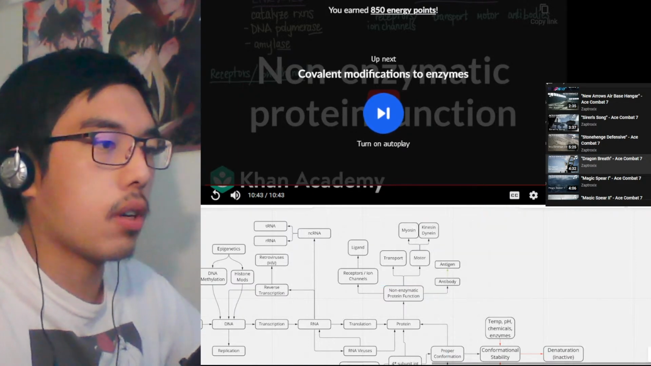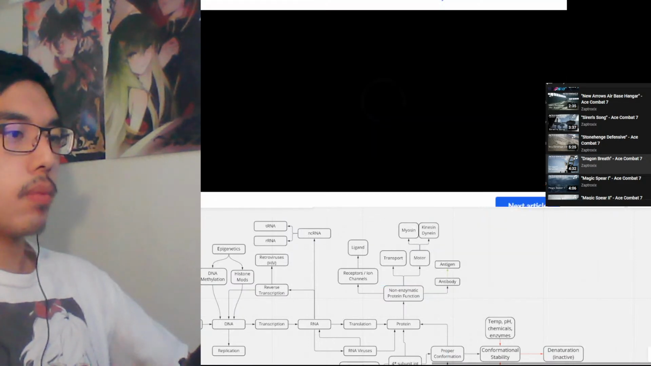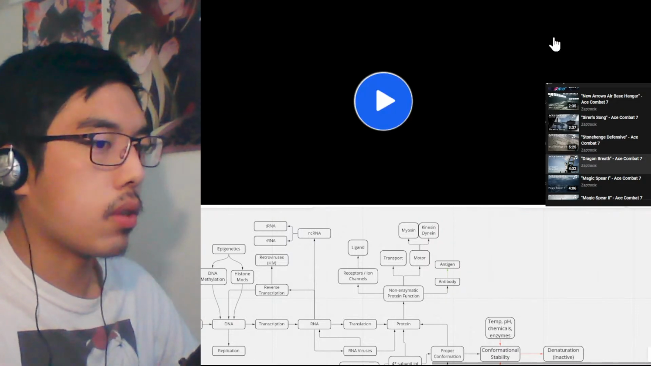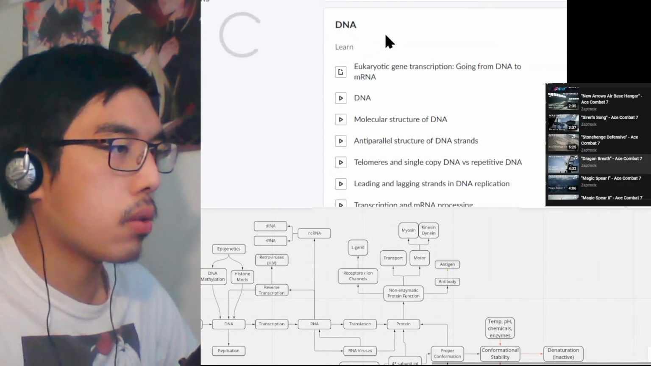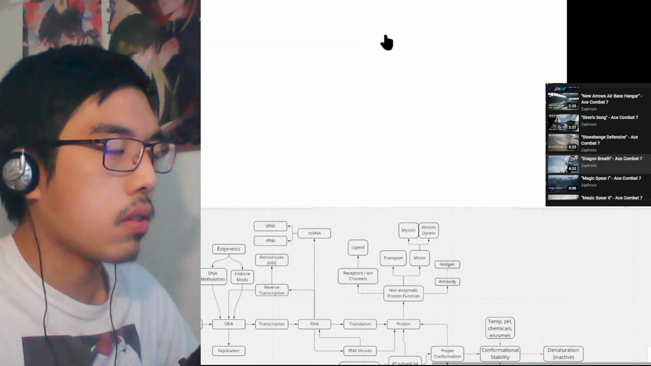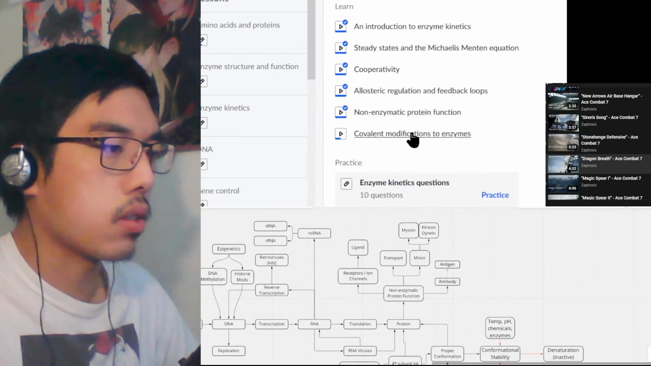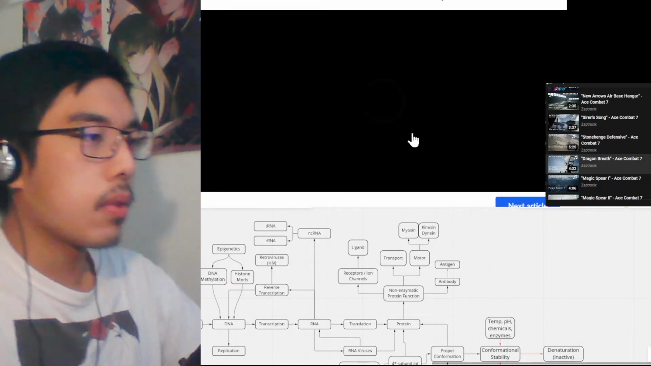This is green. Okay. Right? Covalent modifications. Hang on. I want to double check. How far are we in this? I think that's the last one in this section. Excellent. All right. Good.